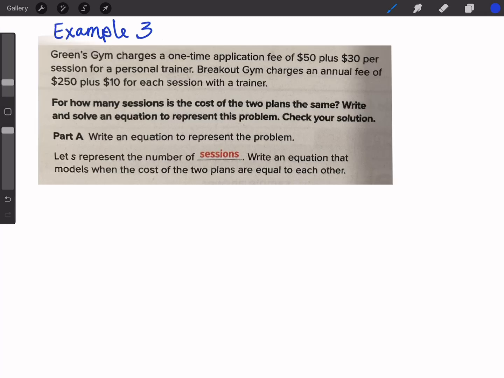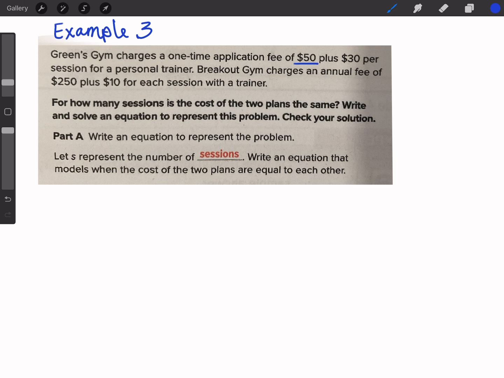Example 3 is a little bit different. We're going to be asked to write an equation to represent the problem. This problem states that Green's Gym charges a one-time application fee of $50 plus $30 per session for a personal trainer. Breakout Gym charges an annual fee of $250 plus $10 for each session with a trainer. For how many sessions is the cost of the two plans the same? Write and solve an equation to represent this problem.